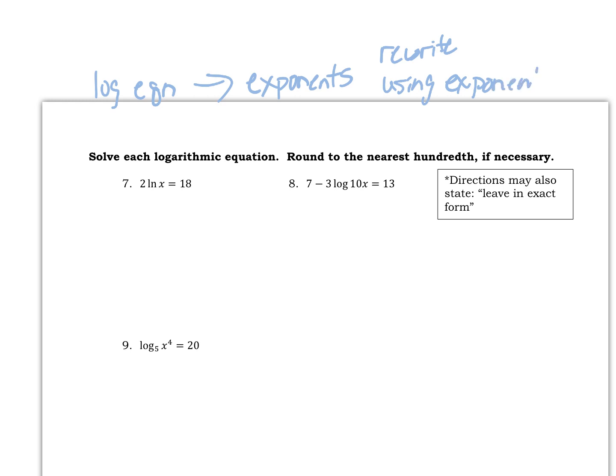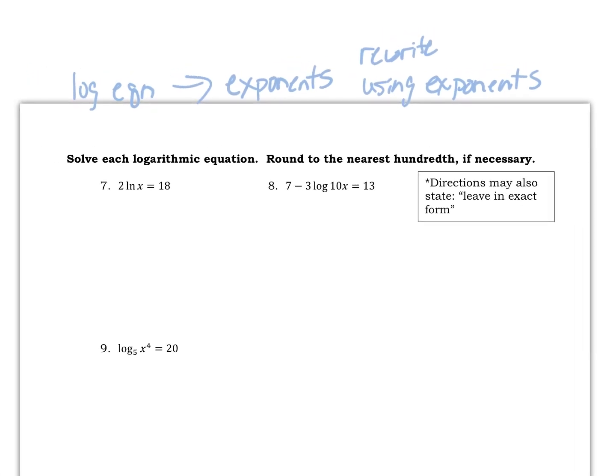And that's where the e comes from. Not entirely, but you get the general idea. Notice what the directions are saying. In this case, the directions are saying round to the nearest hundredth. Sometimes the directions may say leave in exact form, and I'll show you where that falls in some of these problems in just a second.